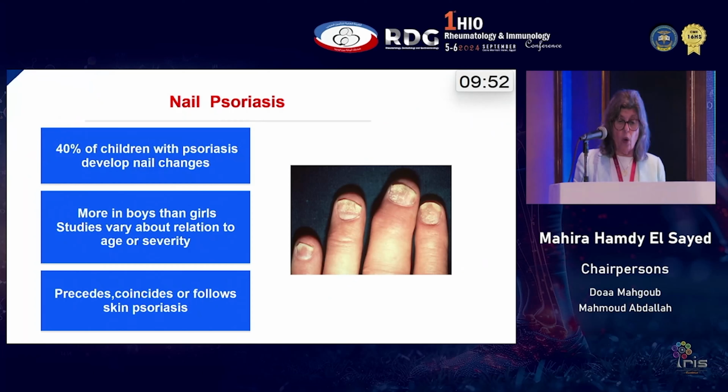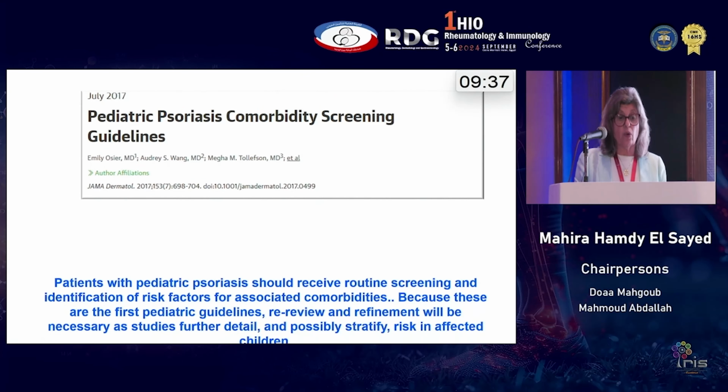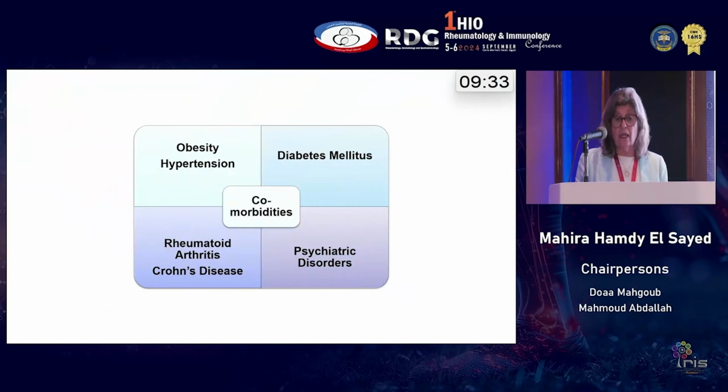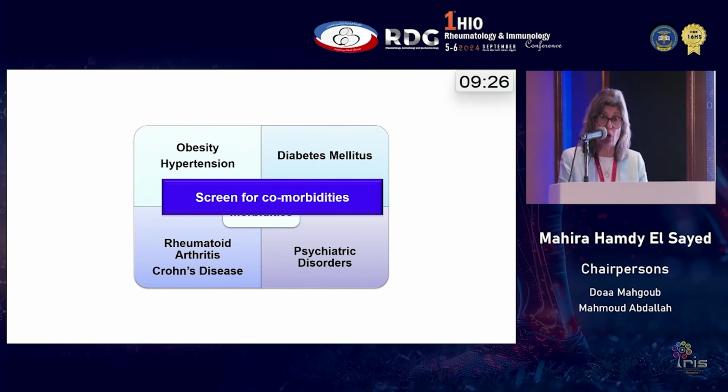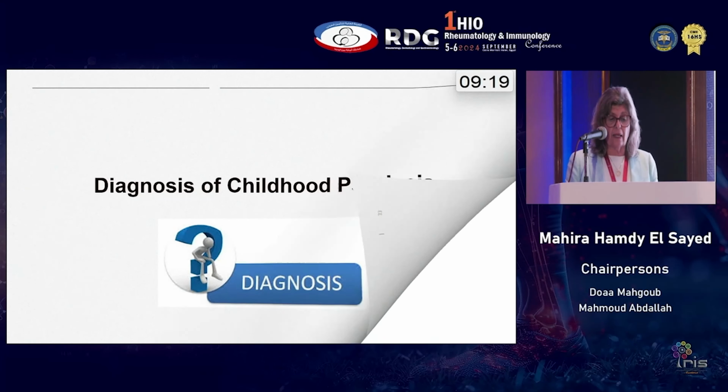Nail affection also occurs in children, and it's very, very challenging to treat. And sometimes you only get nail psoriasis in children, which is disfiguring and highly affects their quality of life. Psoriasis in children also causes comorbidities, and all the papers are advising us to screen for obesity, hypertension, of course, psychiatric disorders and anxiety, also diabetes mellitus. So don't forget that psoriasis in children also is associated with comorbidities exactly like in adults.